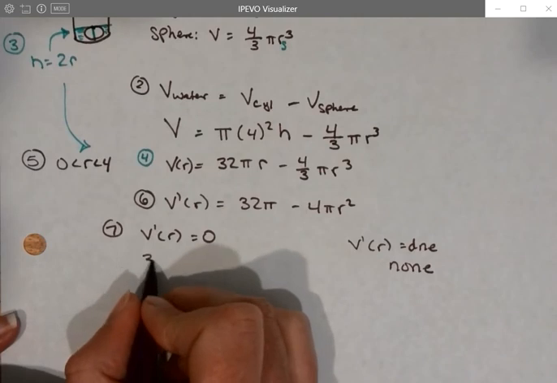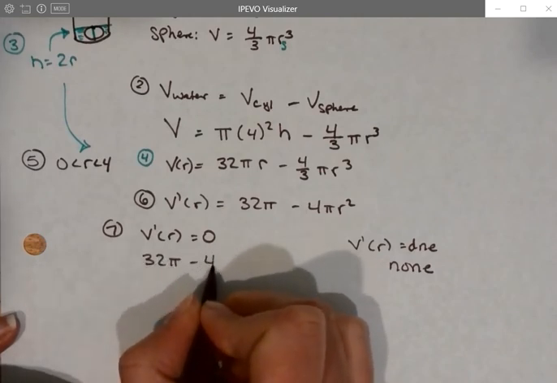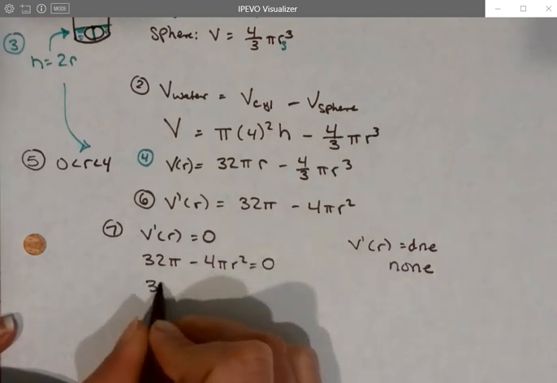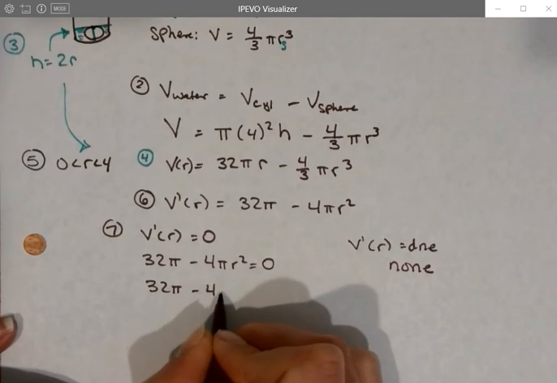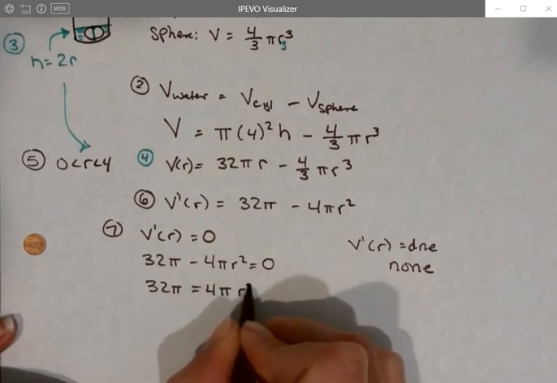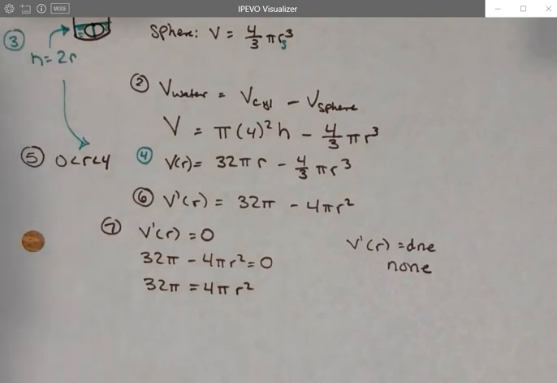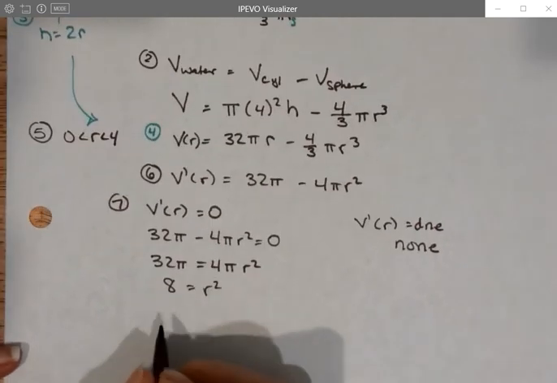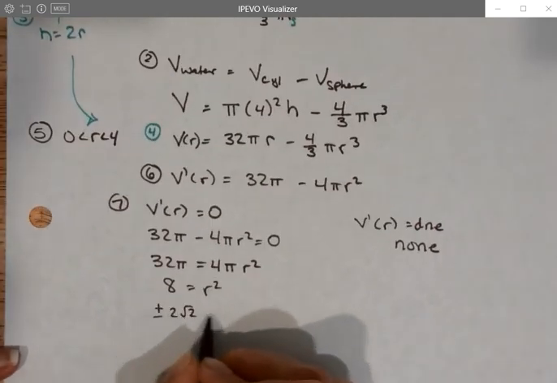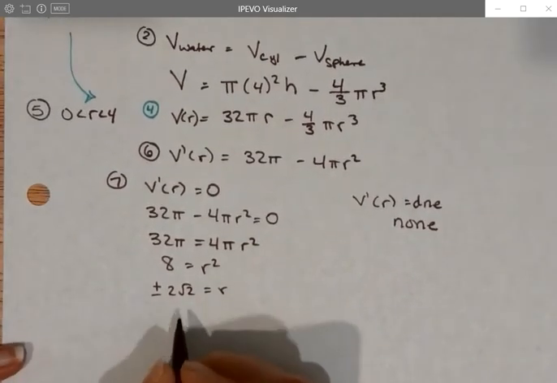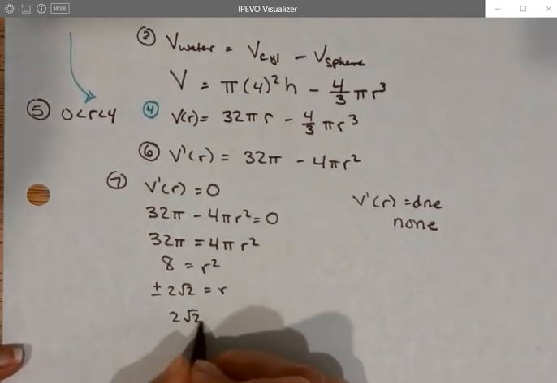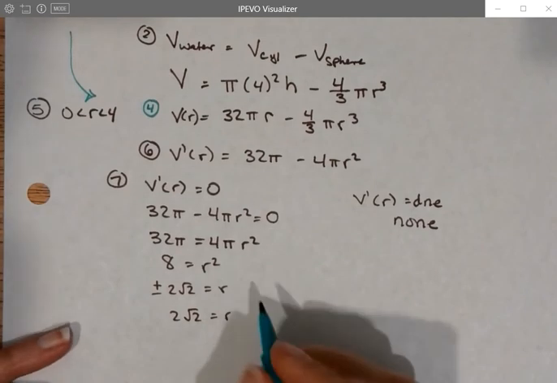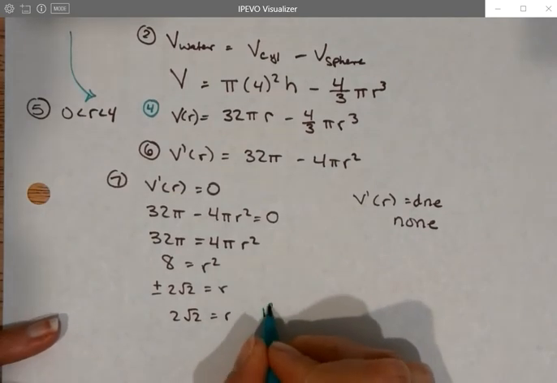But equals 0 is going to give us 32 pi minus 4 pi r squared equals 0. So let's see, we've got 32 pi equals 4 pi r squared. If I divide off the pi, then 32 divided by 4 is 8 equals r squared. So plus and minus 2 square root of 2 for r, but we're going to select the positive one, of course, because in a real object we wouldn't want to see a negative radius, and also it's not in our restricted domain. So in our domain we have one first order critical value.